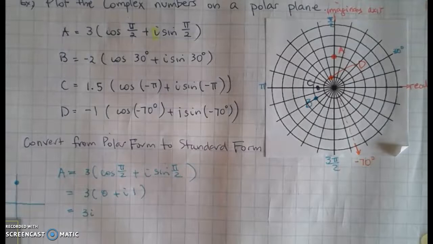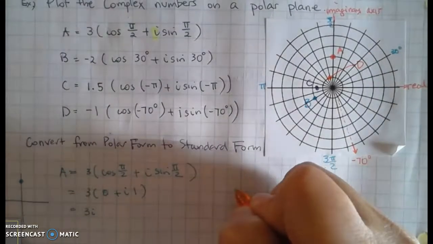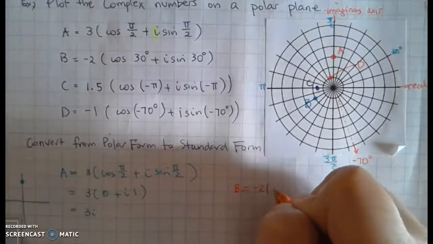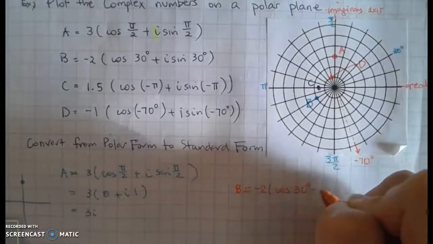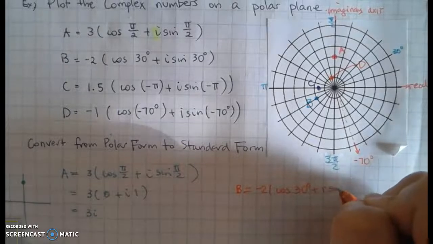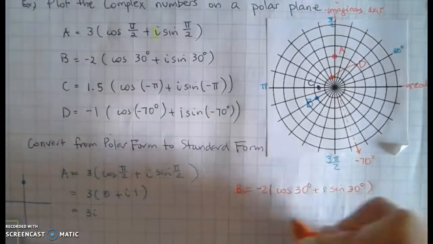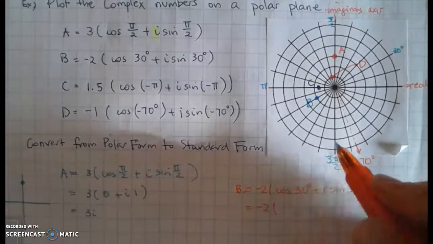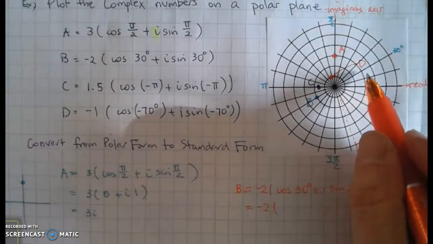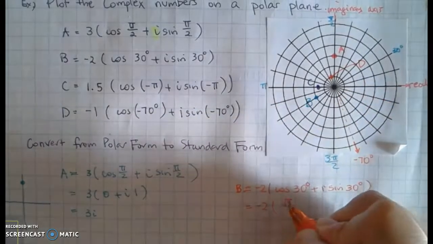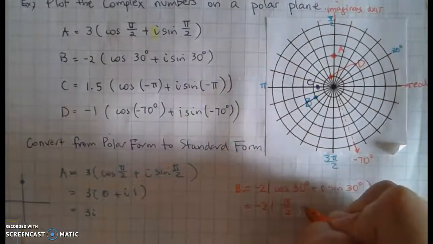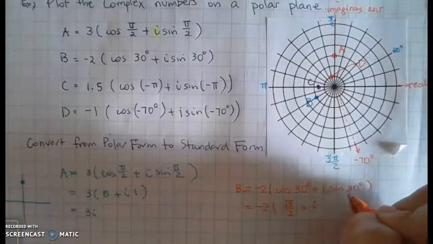Alright, let's try B. Okay, let's try B this time. B is -2 times cosine of 30 degrees plus i sine of 30 degrees. Okay, so this is the same as -2 times, what's cosine of 30 degrees? Cosine of 30 degrees is √3 over 2. Go to your unit circle. Okay, plus i multiplied by sine of 30 degrees.